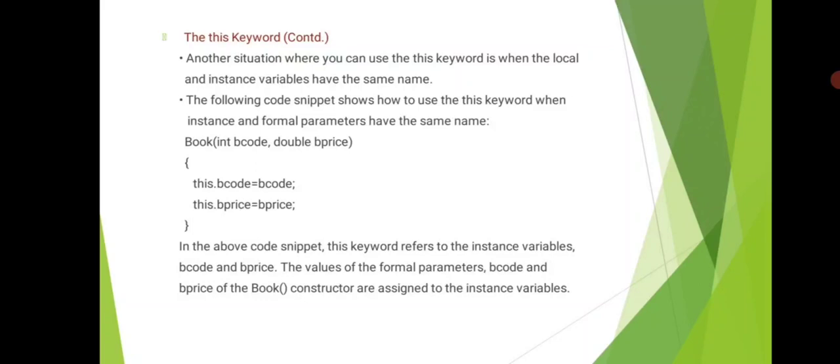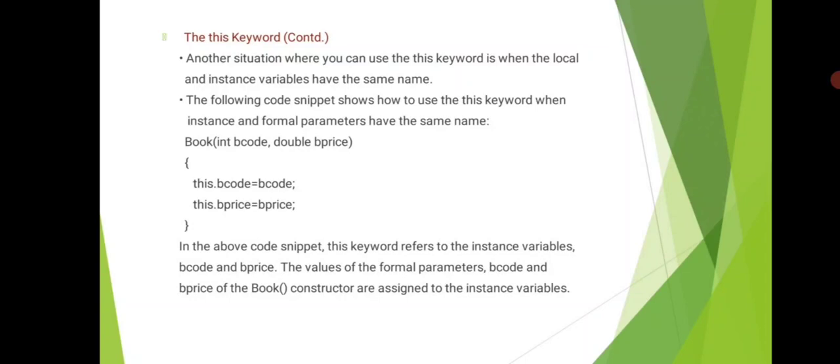Always, this is pointing to the current object. Since it points to the variables in the object, this.bcode is nothing but the instance variable. So this.bprice is also an instance variable, but without this, the bcode and bprice we have written are the local or formal arguments, the values coming in as arguments. So to avoid the ambiguity error, we use the this keyword when the instance variable name and the local or formal argument name are the same.